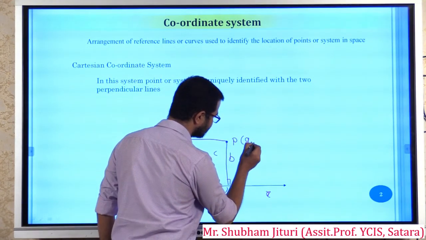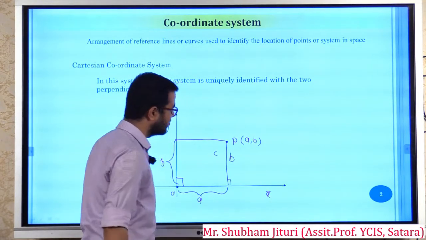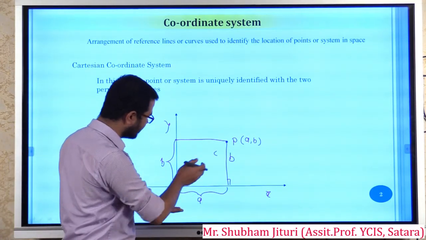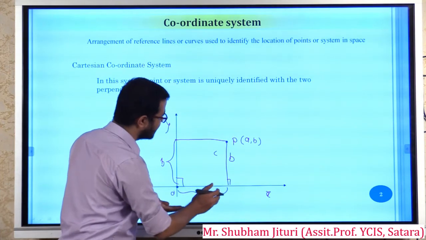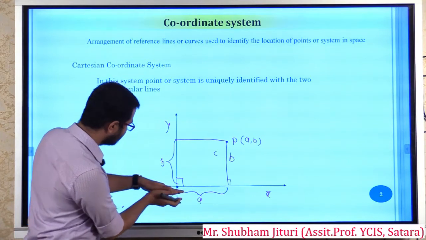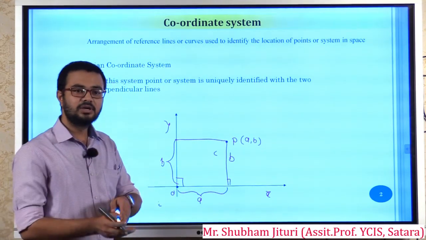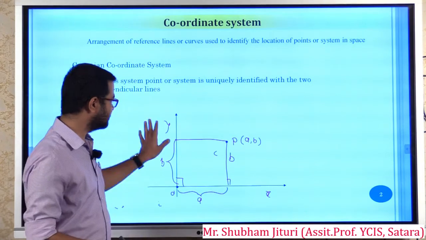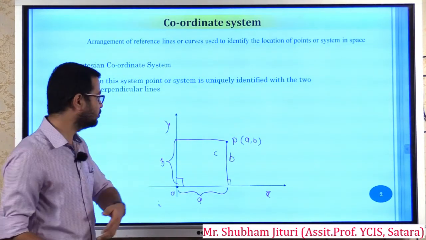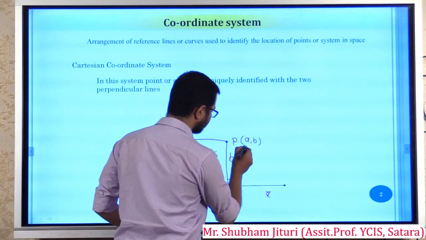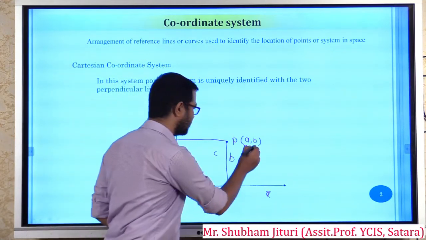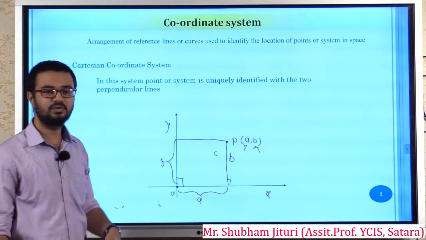The first number is A, the second number is B. This number A represents the displacement this ant, or this point, made along the x-axis, and B represents how much distance point P traveled along the y-axis. So to locate the point in this plane using the Cartesian coordinate system, we give two numbers: the first represents the distance along the x-axis and the second represents the distance along the y-axis.